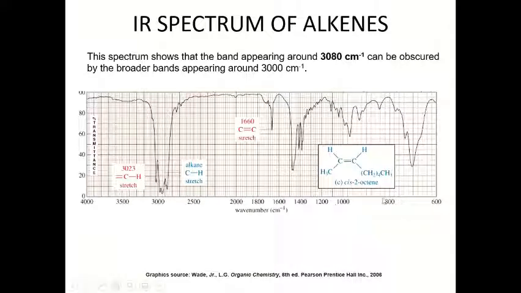This one, for example, is also an example in which this CH stretch can be occluded or hidden behind or be within other signals such as the CH stretch, right? This is the cis-2-octene. It can be occluded and it cannot be easily identified.